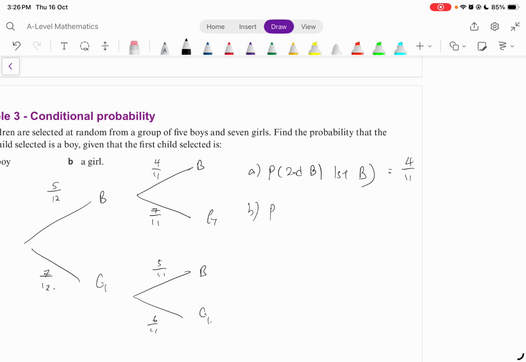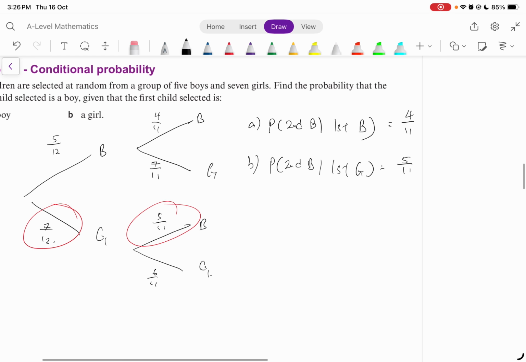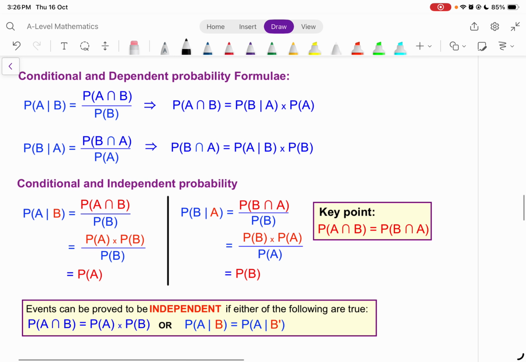Okay, so straight away, that will be 4 over 11. But 如果是我们的 second is a boy, first is a girl. So that means first is a girl, 也就是这一条路。Second is a boy, 就这一个。So hence, that will be 5 over 11. So that's the reason why 我很喜欢用 tree diagram, 因为真的非常有用。Here comes the hard part. Conditional probability 还有 dependent probability 的 formula. Yes, they can be mixing together.